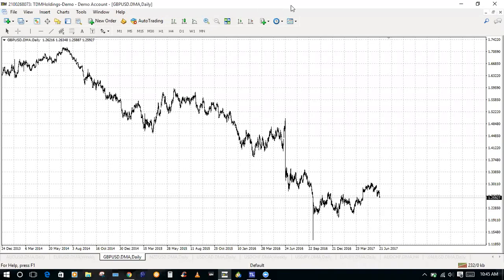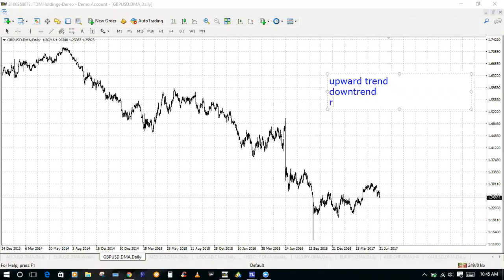We have an upward trend, a downward trend, and a range bound market. A ranging market, you can call it a flat market or sideways market. All it is, is basically when the market is not going up nor down. It's just moving sideways.